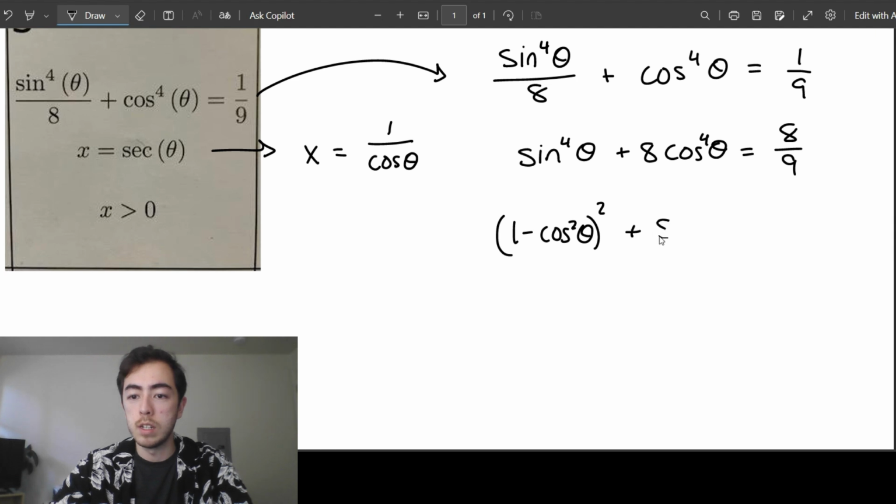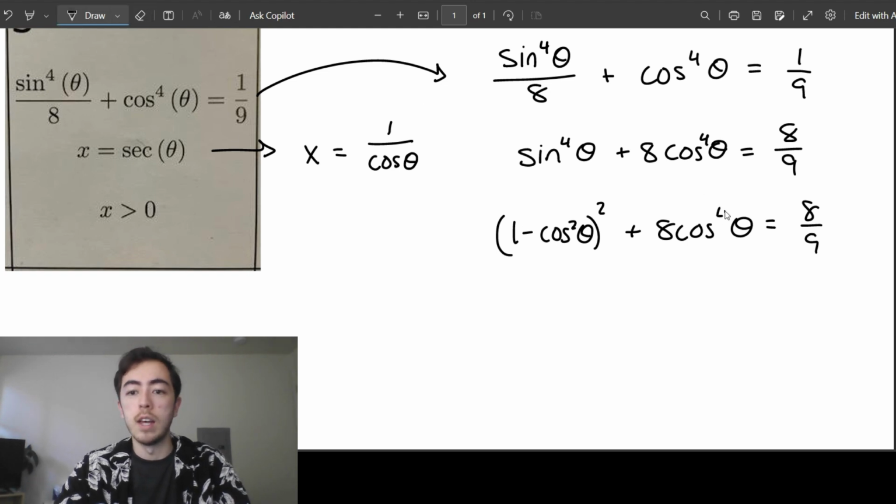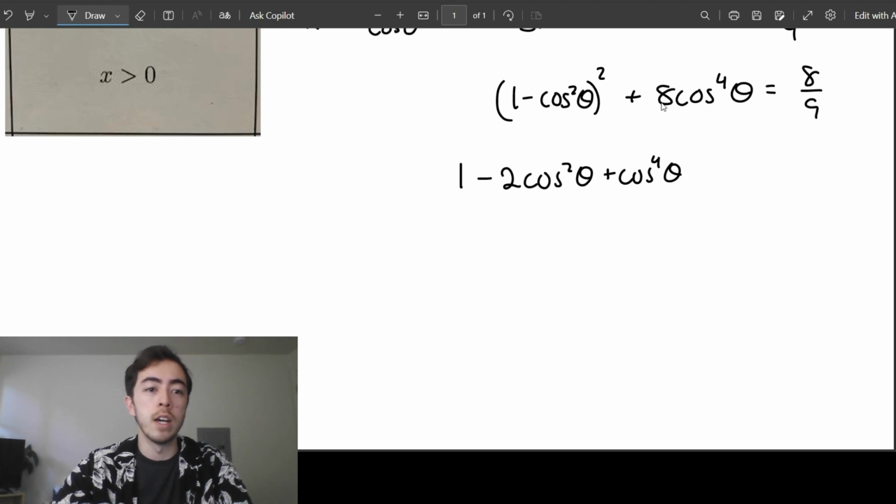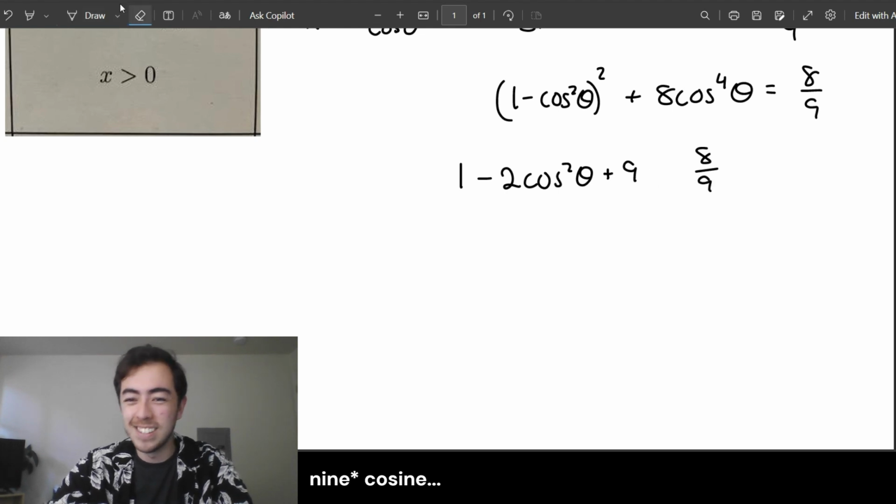Going to keep this 8 cosine to the 4th of theta, keep this 8/9 over here for now. And let's see if we can expand that square and collect up our like terms. It's the first times the first, which is just 1, twice the product of these two, so minus 2 cosine squared theta, and then squaring the last term, plus cosine to the 4th theta. It looks like we're adding another 8 cosine to the 4th theta, so why not? Let's just do that right now. We'll do plus 9 cosine to the power of 4 theta altogether, still equal to 8/9.